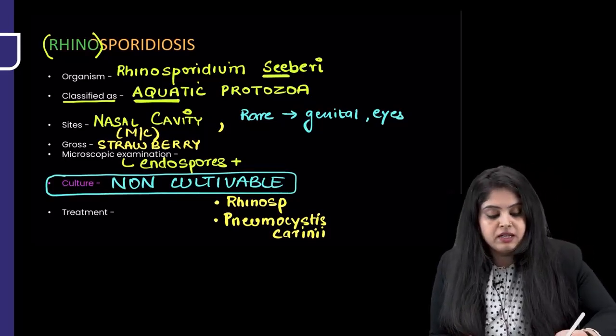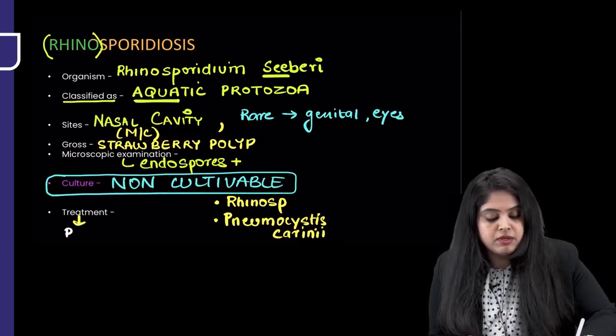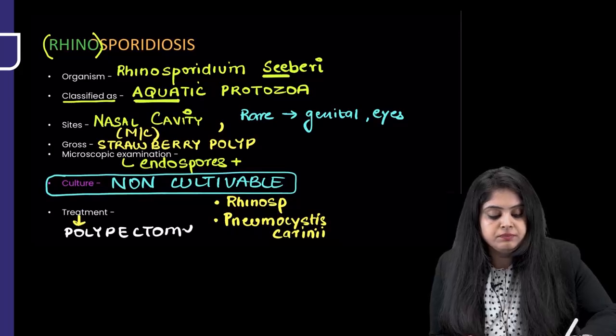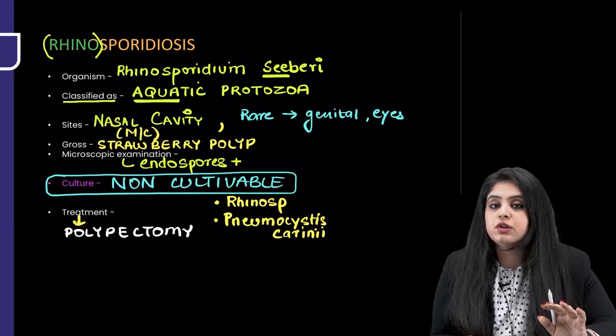Next, what is the treatment? If there's a polyp, like I told you in the beginning, a strawberry nasal polyp, you'll have to remove the polyp. So the ideal treatment is going to be a polypectomy. The best one that you're going to do is going to be a polypectomy. So that's your final flashcard that you have for rhinosporidiosis.